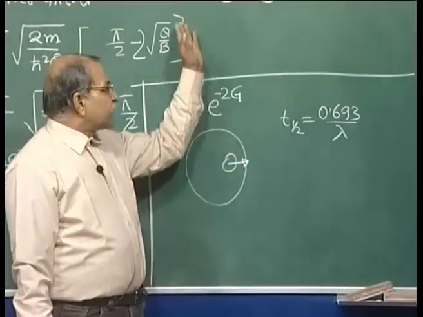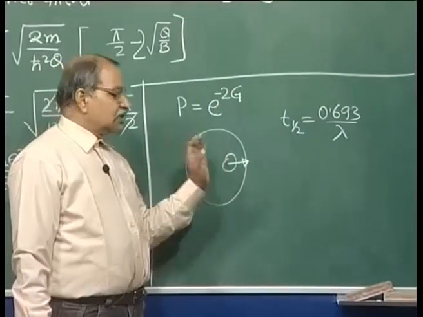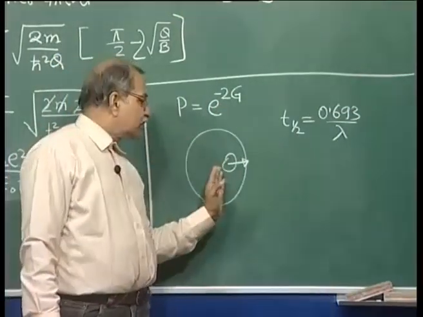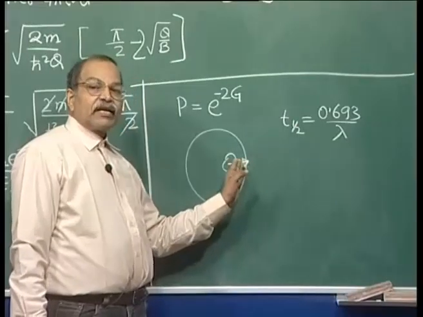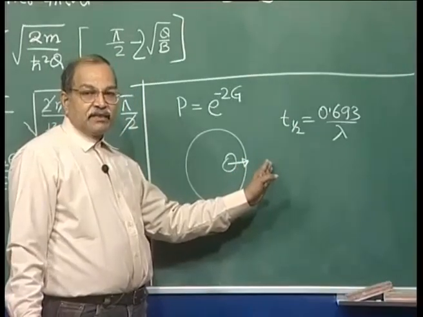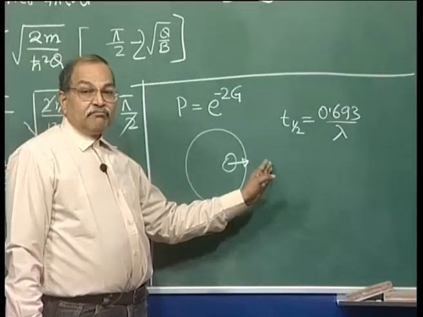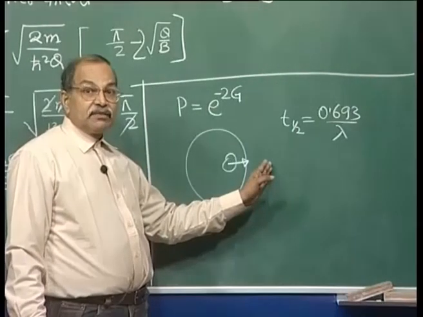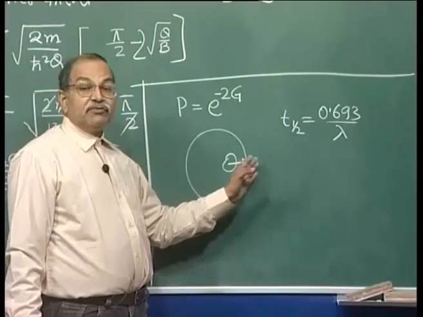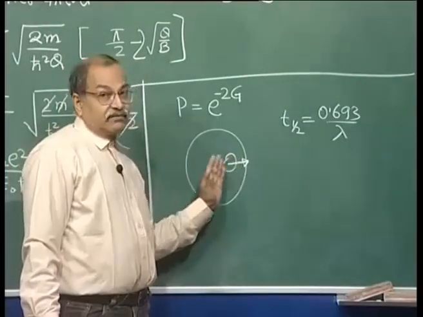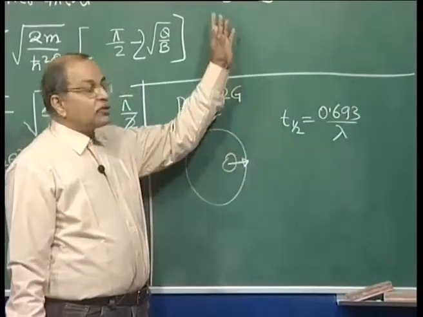This probability of tunneling that we have calculated is for one attempt: the alpha particle is going here and trying to come out, what is the probability? But per unit time, what is the probability of its coming out? That means, per unit time how many attempts are there? This probability is going to be very, very small.